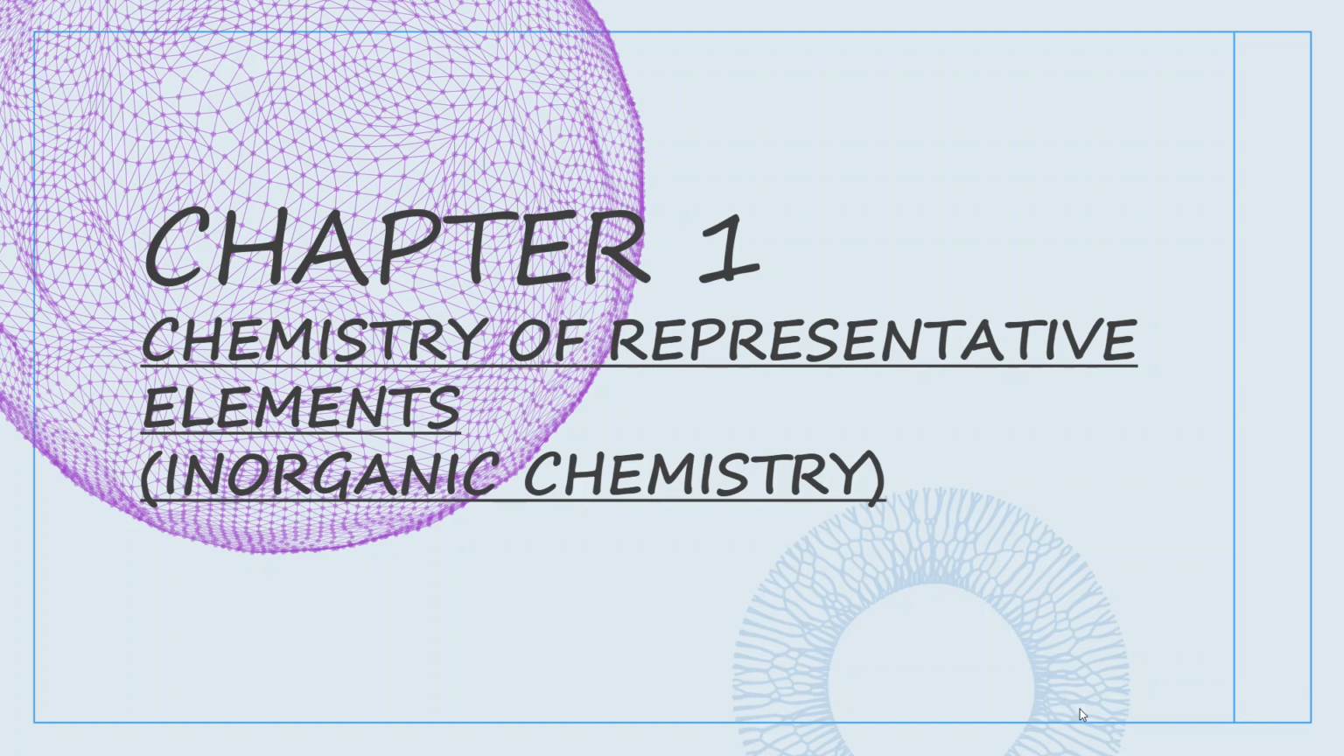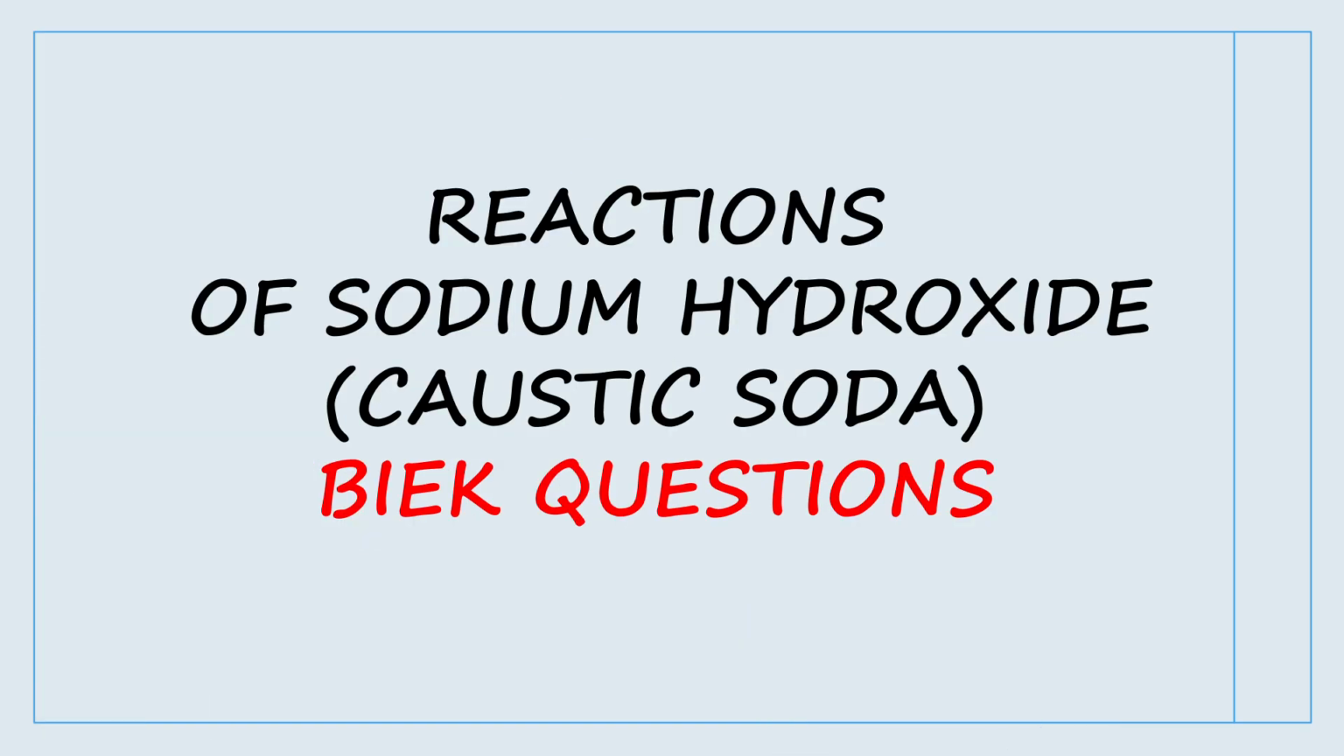The topic we have for today is chapter number 1, Chemistry of Representative Elements, that is part of the Inorganic Chemistry. And from this chapter, last time we did the Castner-Kellner cell for the manufacturing of the sodium hydroxide. Today we will study the reactions of the sodium hydroxide, also known as the caustic soda, along with the inter-board education questions that you will get in your final board examinations.